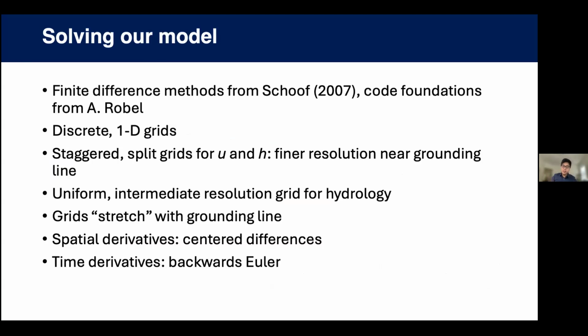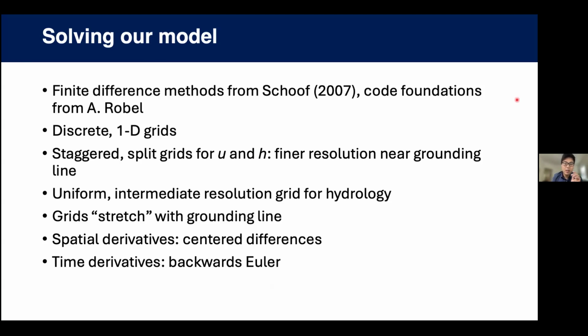To actually solve these equations, I use a finite difference approach following Schoof 2007, which was the paper that established that marine ice sheet instability process that I had described earlier. This model is set up on one-dimensional grids where the ice velocity and ice thickness are defined on staggered points. The grid itself is split into two sections, a coarse one that covers most of the domain and a fine one near the grounding line. That keeps the model relatively efficient to run while still resolving what ends up being some pretty sharp gradients close to the grounding line.